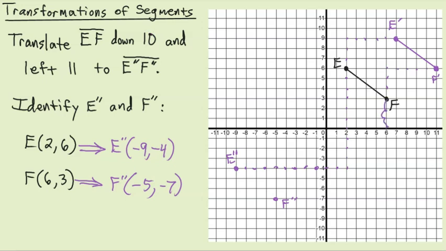And then the same thing with the F. 1, 2, 3, 4, 5, 6, 7, 8, 9, 10. 1, 2, 3, 4, 5, 6, 7, 8, 9, 10, 11. So we are in the right place. Now we just draw our segment between the two, and we are good to go. And that's it for transformations of segments.